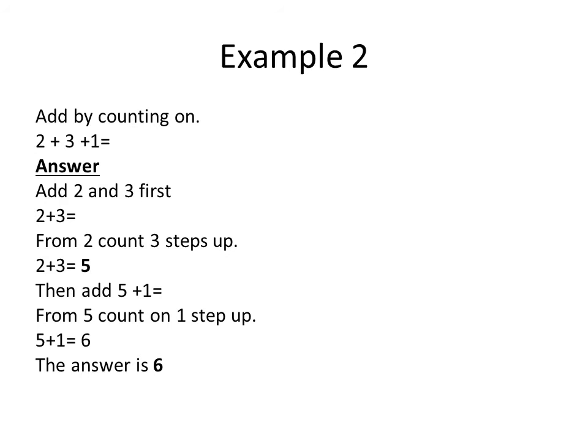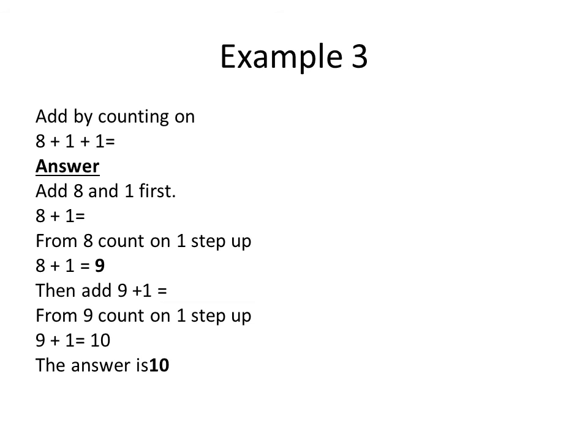After we've got this 5, remember we are remaining with one number here, which is 1. So that 1 we add to 5. 5 plus 1. Now from 5, count on one step up. One step up here means the 1 counter that you have, you add now to 5. When you add 5 plus 1, what do you get? You get 6. So the answer is 6.